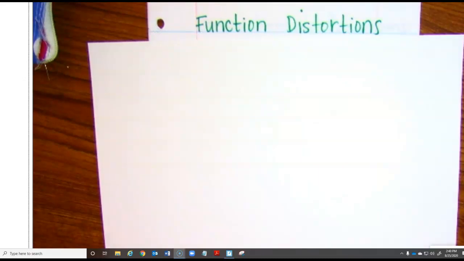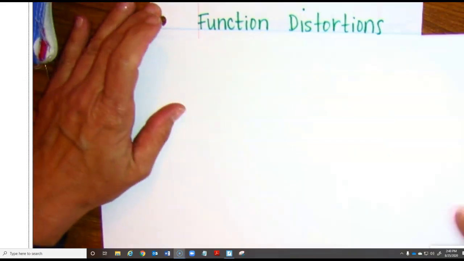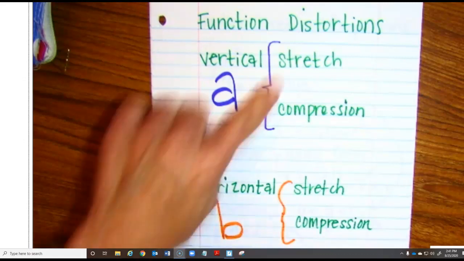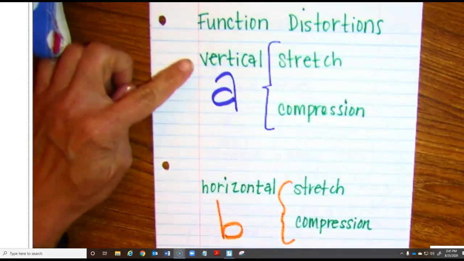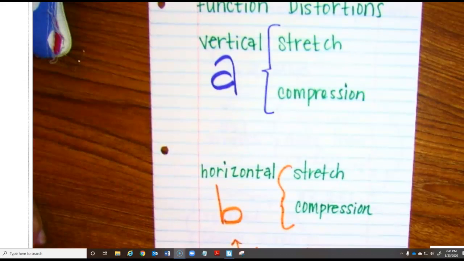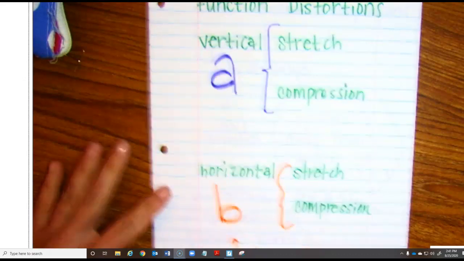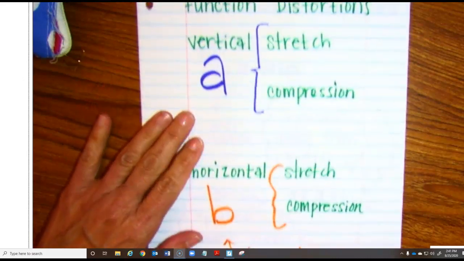Okay, let's talk about another piece of the transformation equation. It is function distortions. We do not really call them distortions. What we do call them is stretches and compressions. Our A value in the transformation equation is going to give us a vertical stretch or a compression. Your B value is going to give you a horizontal stretch or compression. And I just wanted to give you a little warning that our B is insane. I will talk more about that in just a few moments.